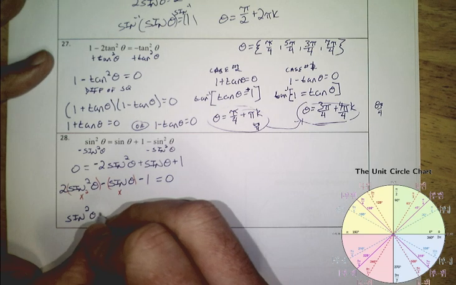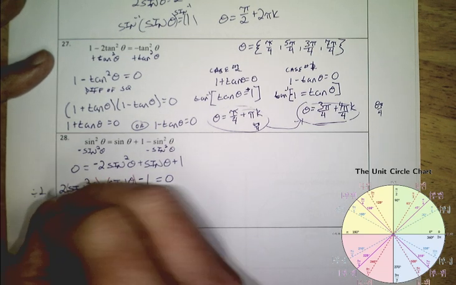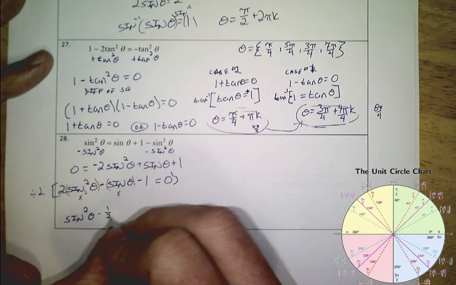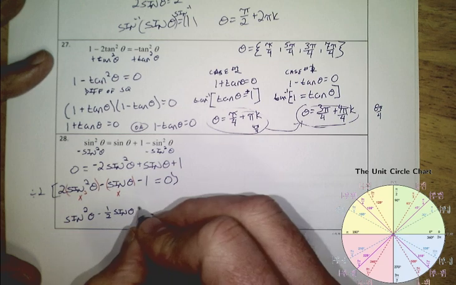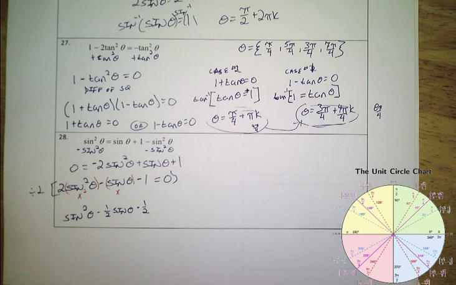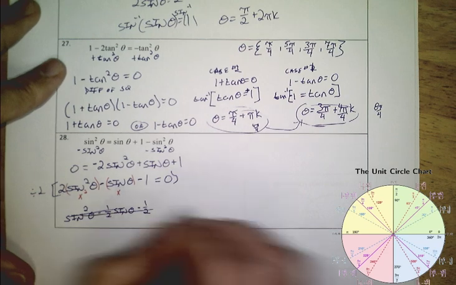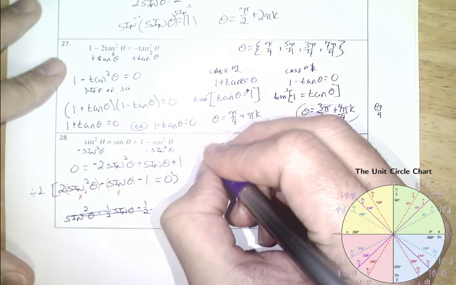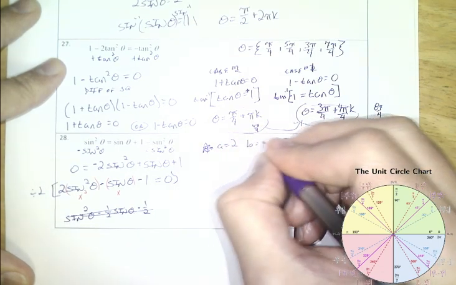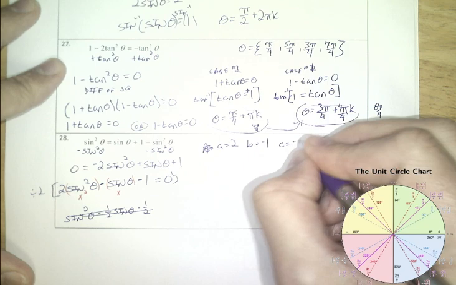So divide everything by 2. So sine squared theta minus 1/2 sine theta minus 1/2. So two numbers that multiply to be negative 1/2 and add to be negative 1/2. Yeah, I don't want to do that. Let's just say that a is equal to 2, b is equal to negative 1, and c is equal to negative 1.